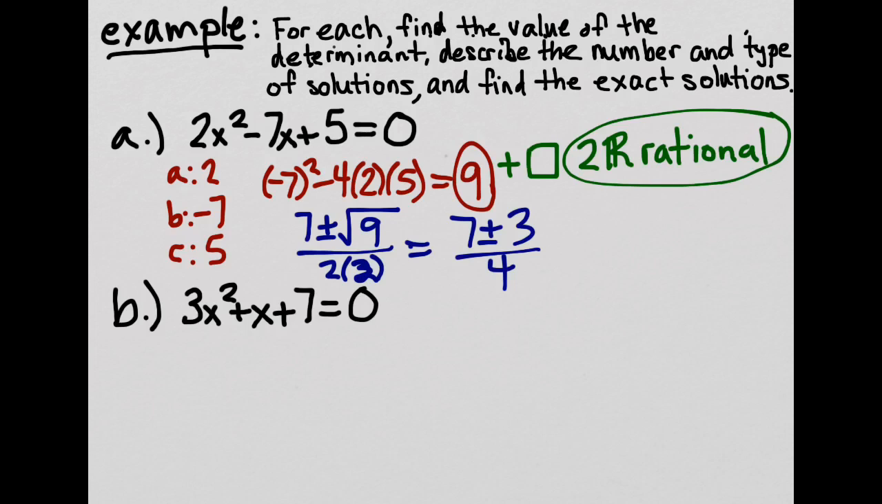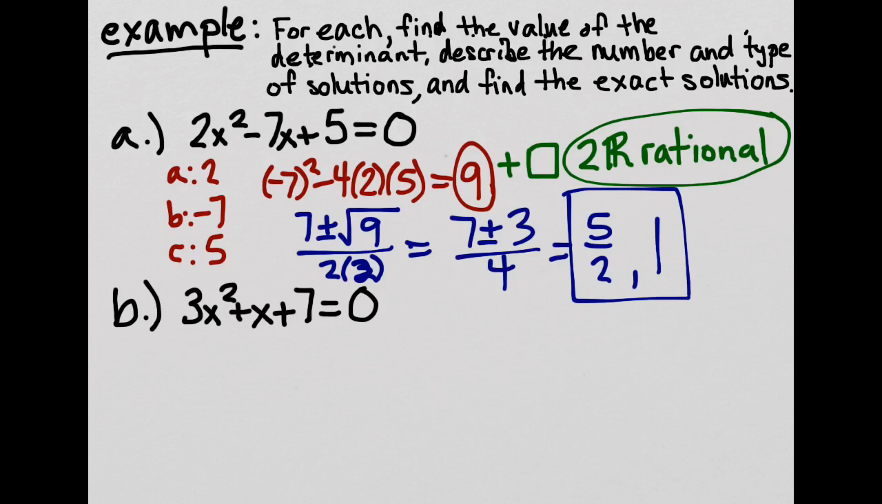And remember, even if it's a whole number, we count that as rational because we can write, say it's like 6, we can write 6 as 6 over 1. So that still is rational. So 7 plus 3 is 10. 10 over 4 reduces to 5/2. Okay, 7 minus 3 is 4. 4 over 4 is 1. So our answers for this are 5/2 and 1.